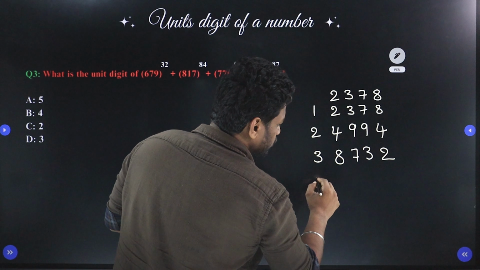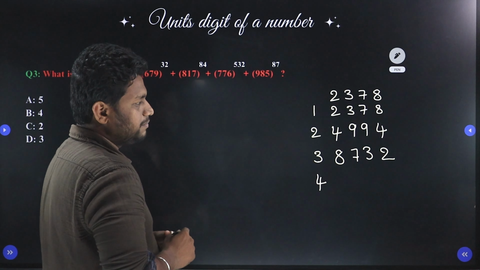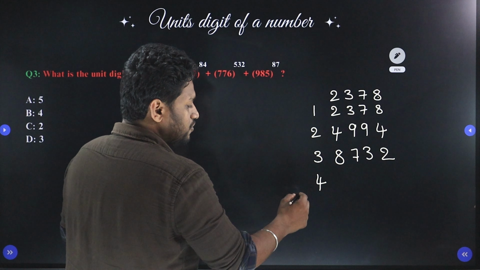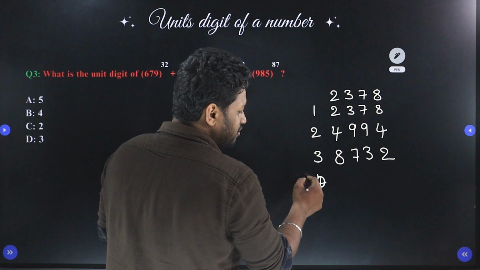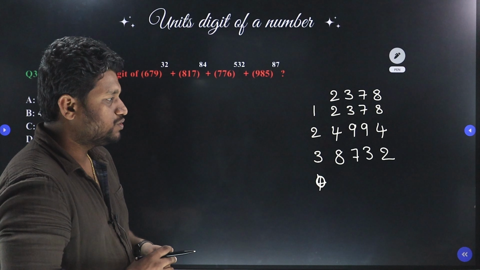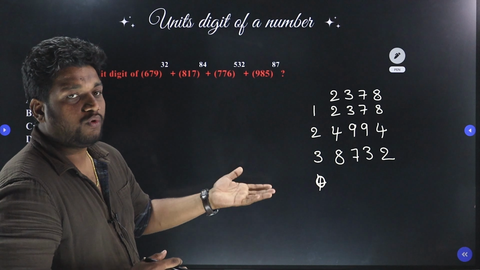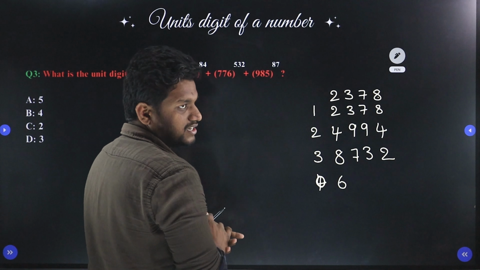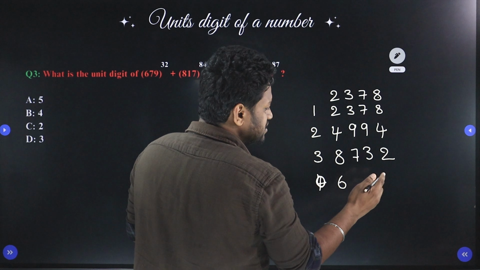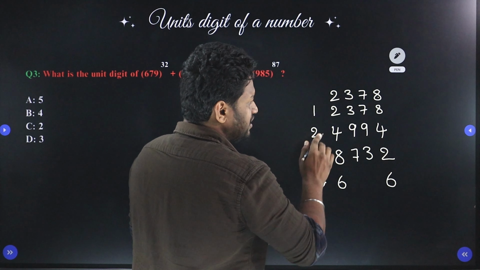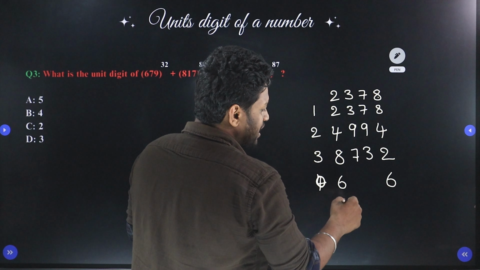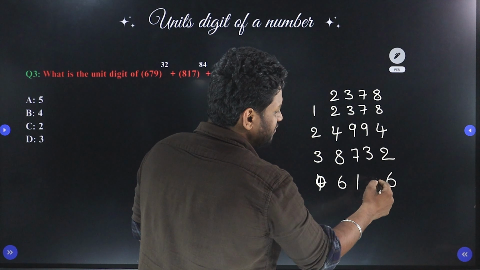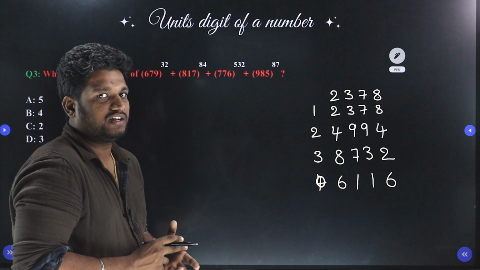Now next, if my remainder is 4 or 0, mostly it will be 0 only, not 4. So if my remainder is 0, what do I have to take? For 2, if my remainder is 0, I'll consider 6. For 8, if the remainder is 0, I'll consider 6. For 3, if my remainder is 0, I'll consider 1. For 7, if my remainder is 0, I'll consider 1.